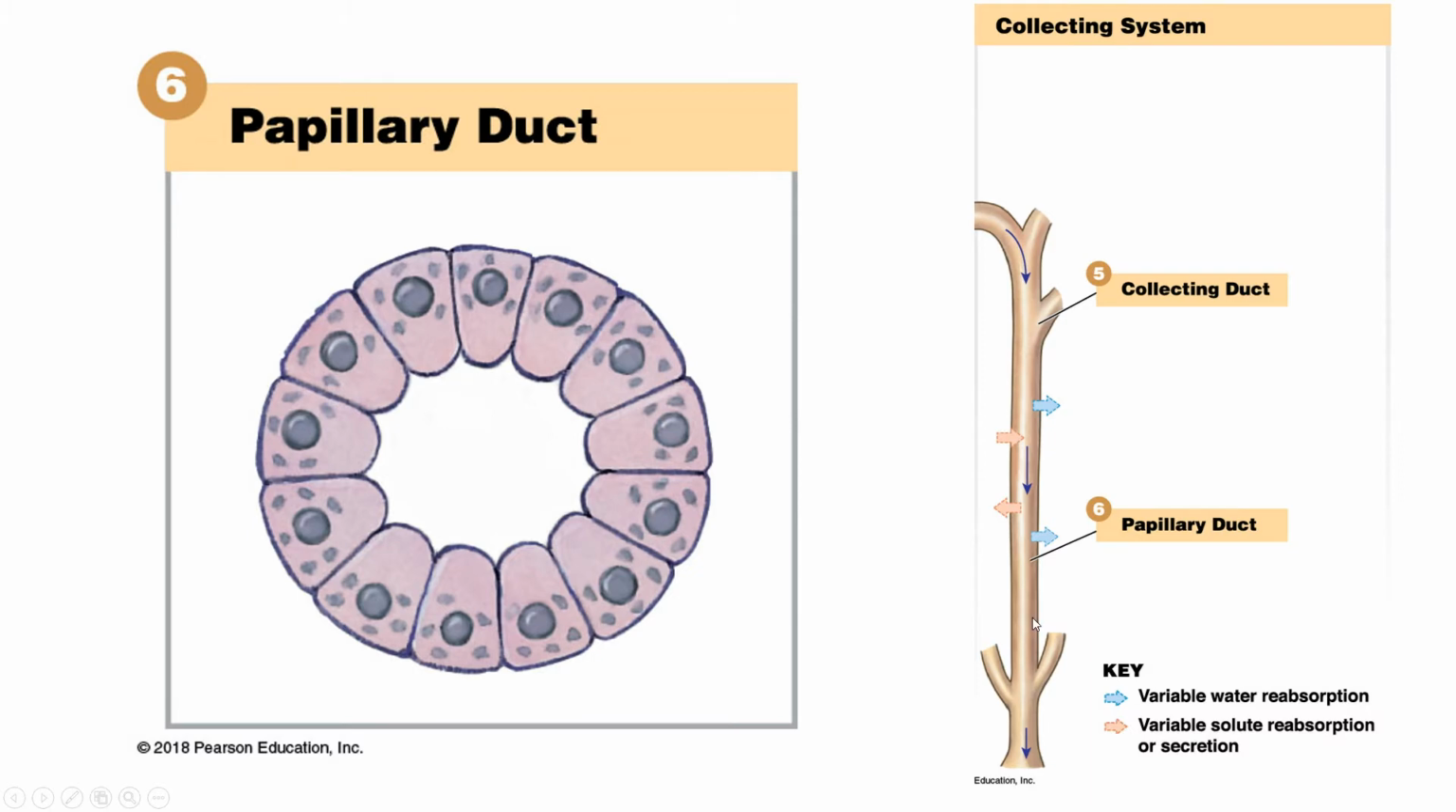And the papillary duct, again, you'll have cuboidal cells. And when you have filtrate entering the papillary duct, it is officially known as urine and not filtrate, because filtration can occur above, and modifications can occur above this area. And so multiple papillary ducts will converge into a minor calyx.